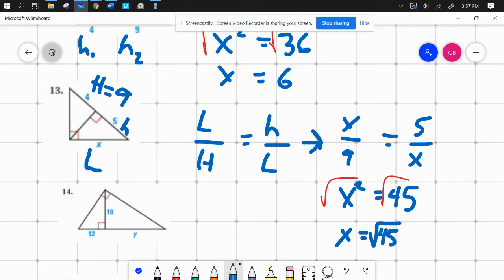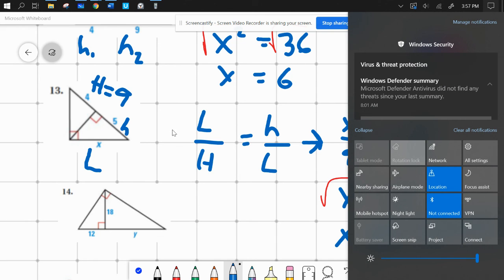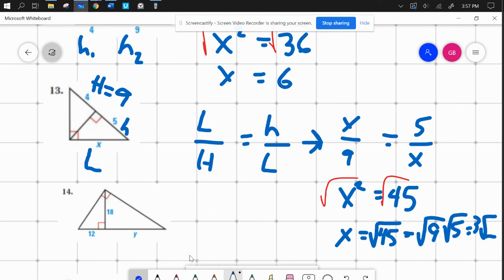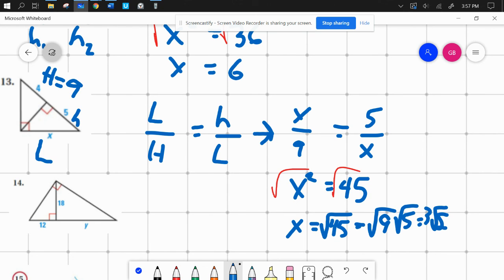Now you need to simplify this like you've done all school year. This is the same thing as 9 times 5. So this is 3 root 5. Oops. We have a space here, but this is 3 root 5.